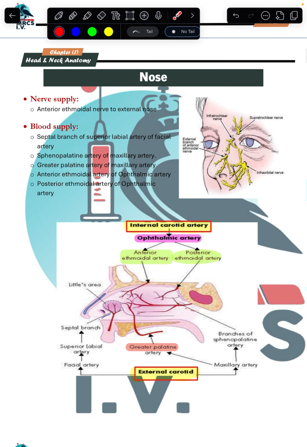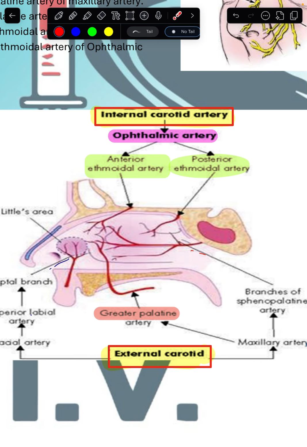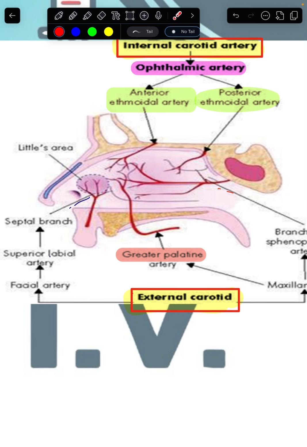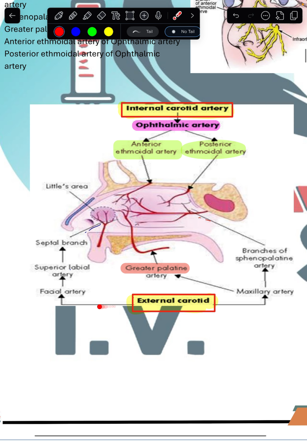Coming to the blood supply, most of the questions asked are on the anterior ethmoidal and posterior ethmoidal arteries, branches of the ophthalmic artery, which is the first branch of the internal carotid artery. Posteriorly there is the external carotid artery. The first branch is superior thyroid. The second branch is lingual. The third branch is facial. The fourth branch is maxillary. From the facial artery, you get the superior labial artery, the septal branch, and a branch to Little's area.